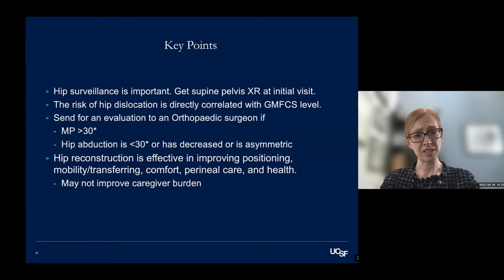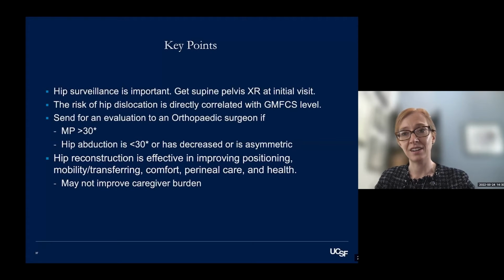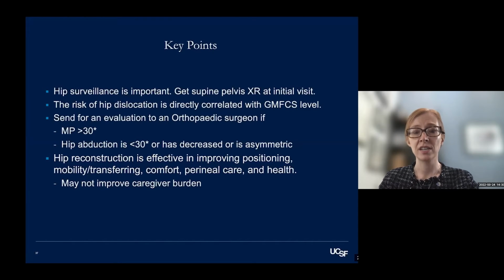So hip reconstruction is effective in improving positioning, mobility, and transferring, as well as comfort, perineal care, and health, but it can only be done before the hip is already completely osteoarthritic. We can't put a hip back in that's completely destroyed. Unfortunately, we have not seen much of a difference in caregiver burden, but certainly there is some improved quality of life for the patient.